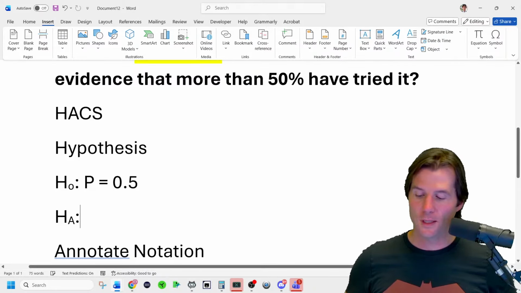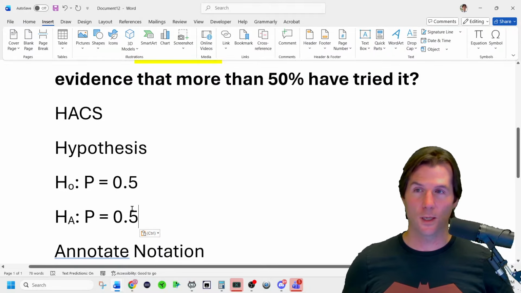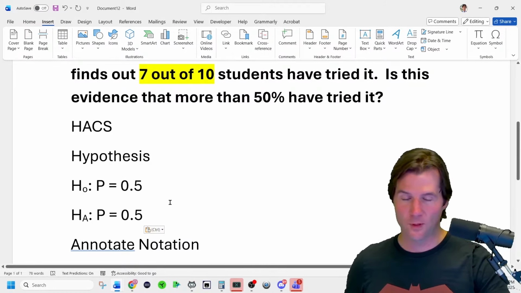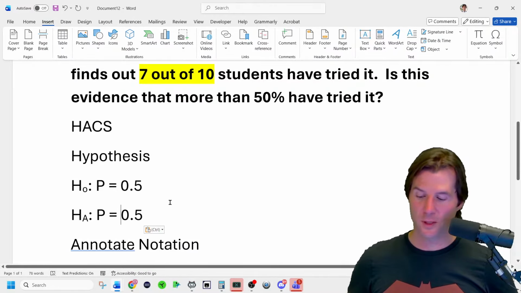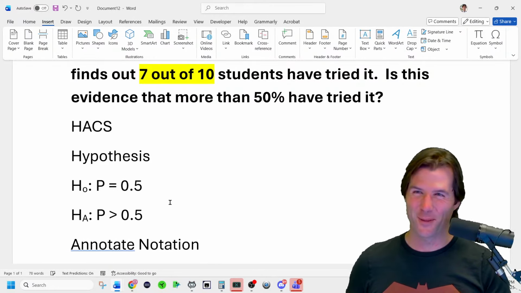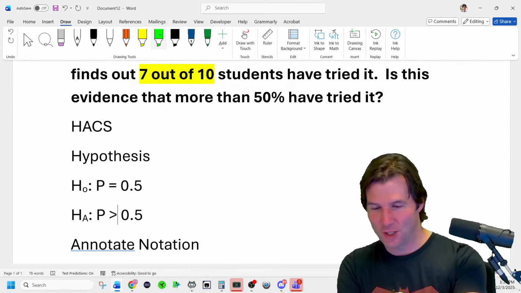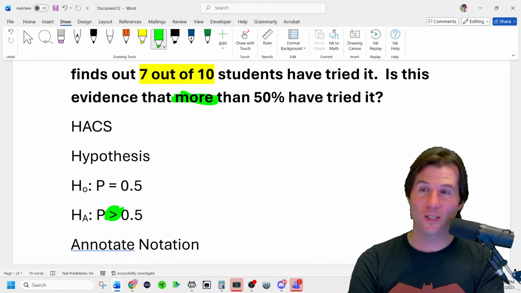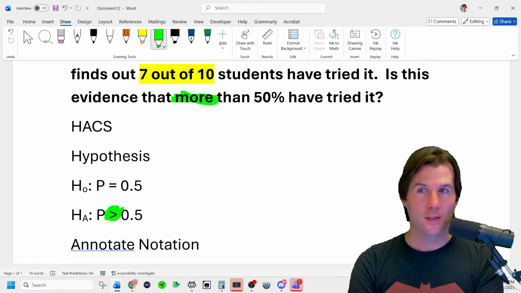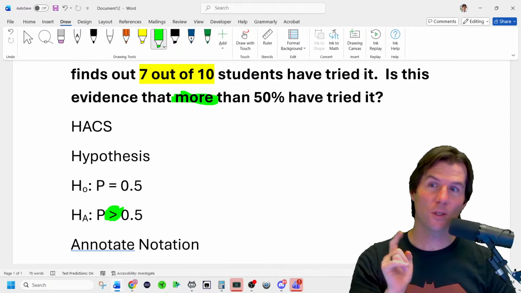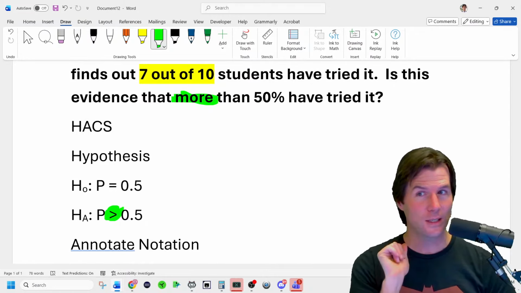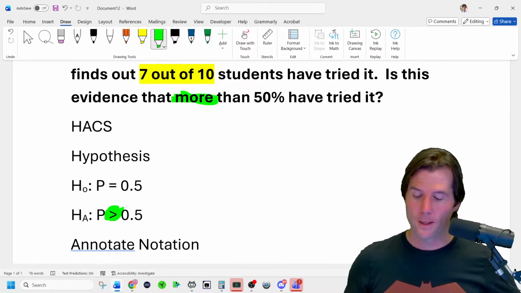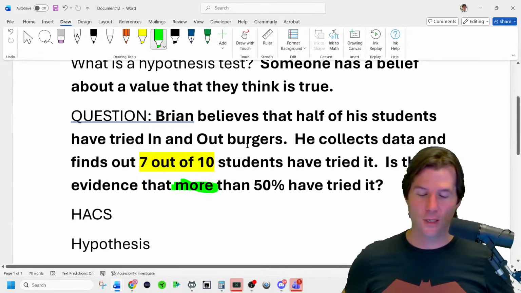The only thing that changes about the alternative is the sign, because we want to see, is there evidence more than 50% have tried it? It's the researcher's question that controls this, not the data. You don't say, oh, more than 50% tried it in the data, so let's do that test. No, you do it by the researcher's question. Good test question there.